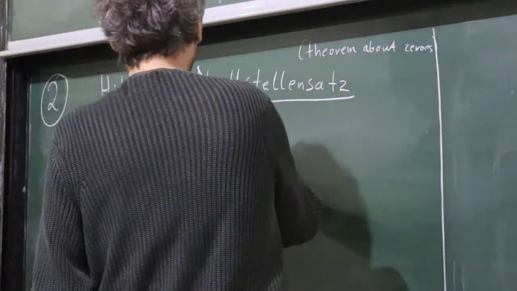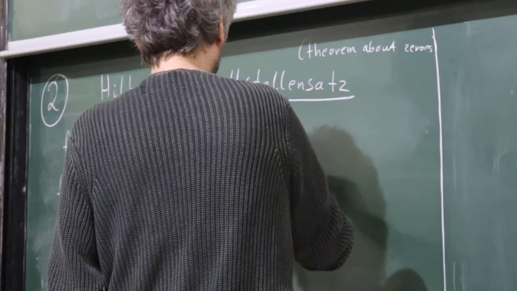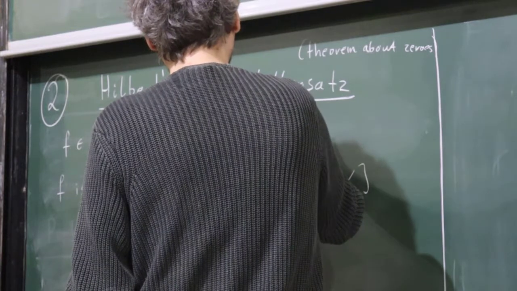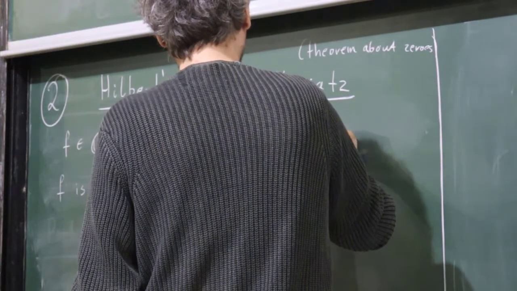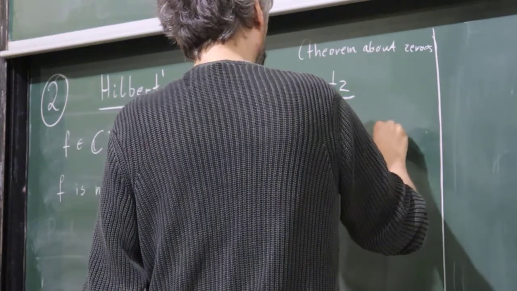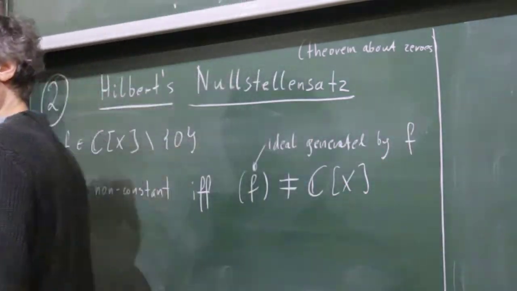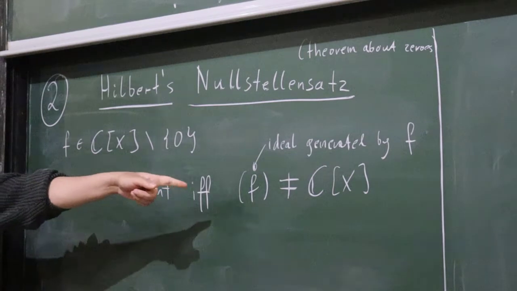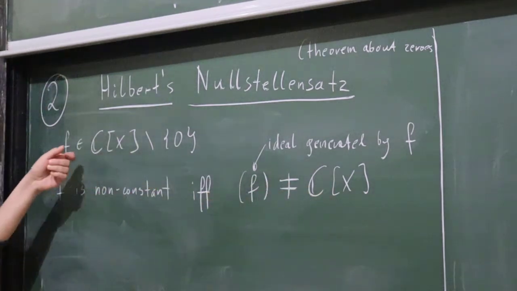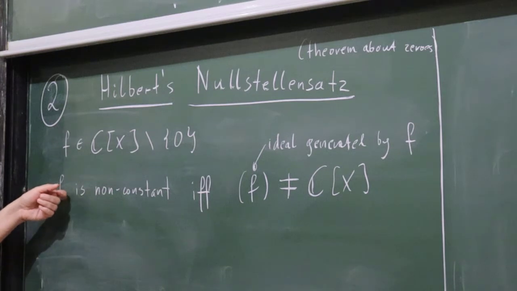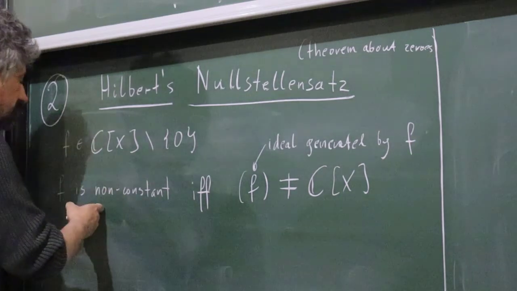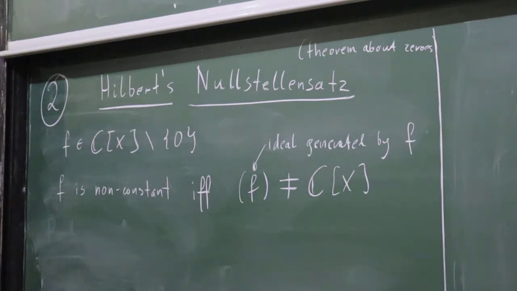In other words, the ideal generated by f, the principal ideal, is not everything. Okay, again. So this ideal is everything if and only if this element is invertible, but invertible means non-zero constant. So if you put everything, this is true. But we know that non-constant polynomials have zeros.